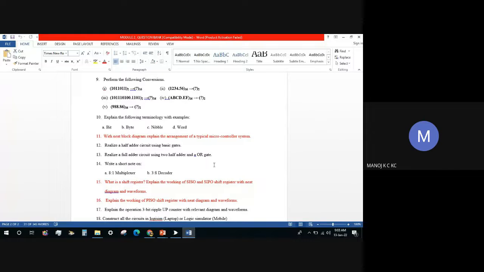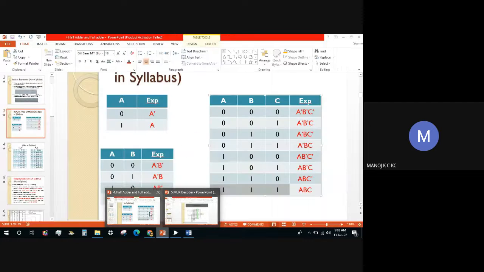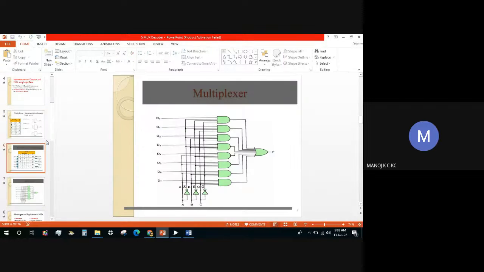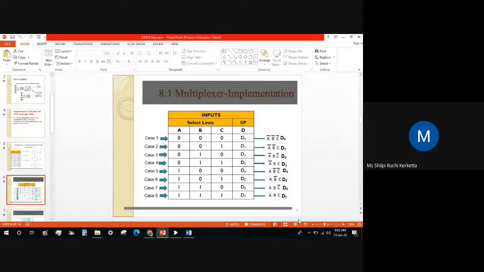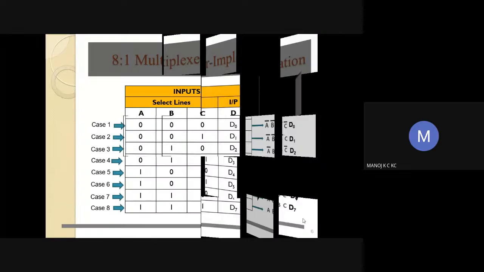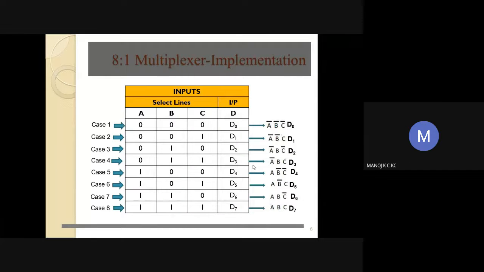Excuse me, ma'am. Can you show the truth table of D0, D1, D2 like that? Yes. So this is the truth table. This is not this? No, ma'am. For which one?